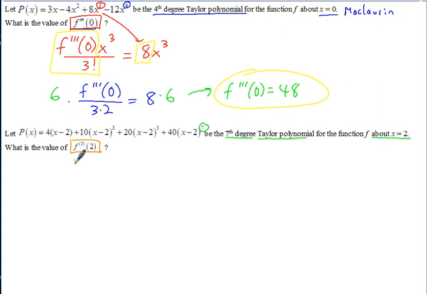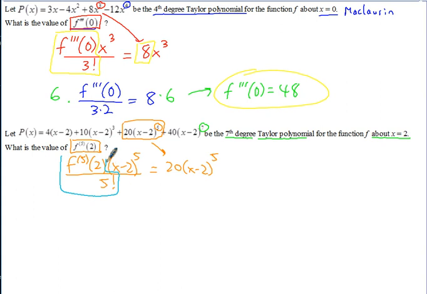So again, following that pattern for the Taylor series, just like the Maclaurin series, the only difference is 2 here instead of 0. That would go with x minus 2 to the 5th power over 5 factorial. But if we look at our Taylor polynomial, you can see the one with an exponent of 5 is right here. So this would have to equal 20 times x minus 2 to the 5th. Again, they both have x minus 2 to the 5th, so what has to be equal are the coefficients. This 5th derivative of 2 over 5 factorial would have to equal 20.